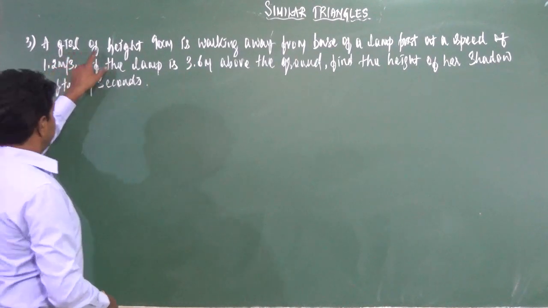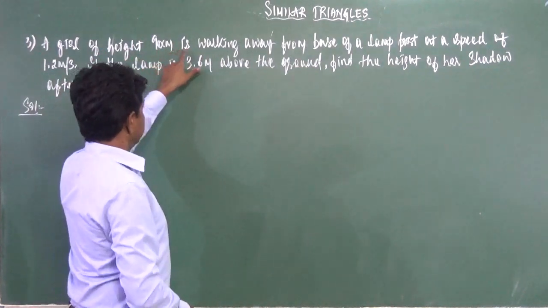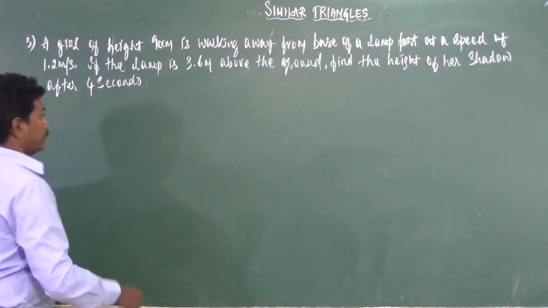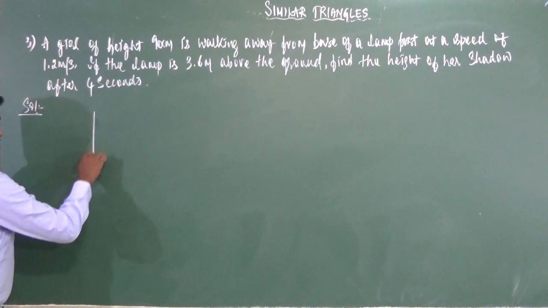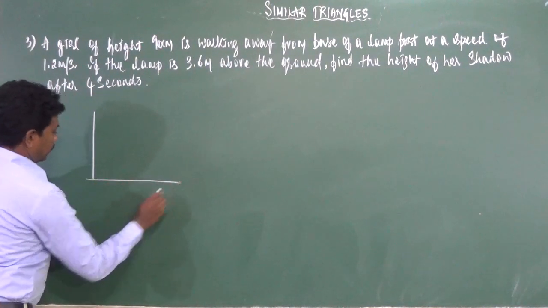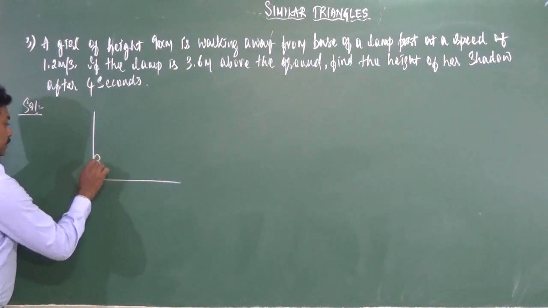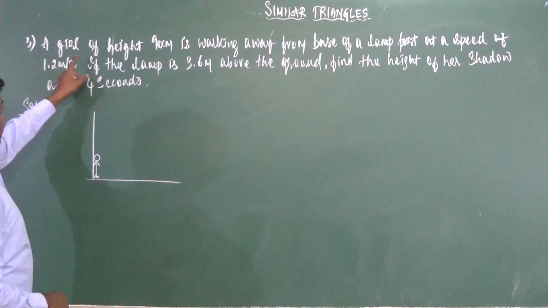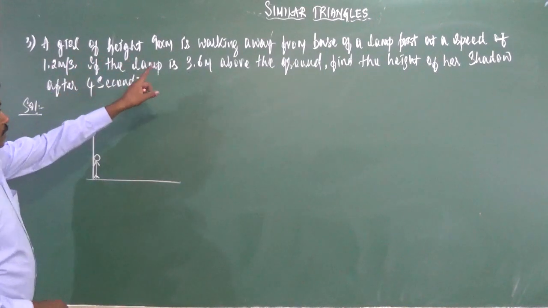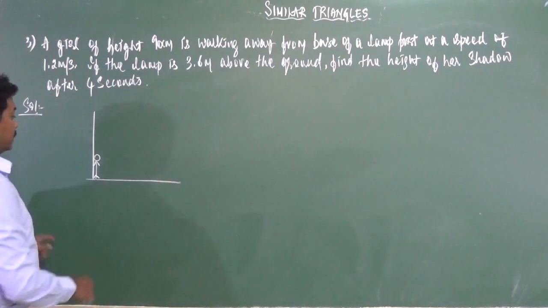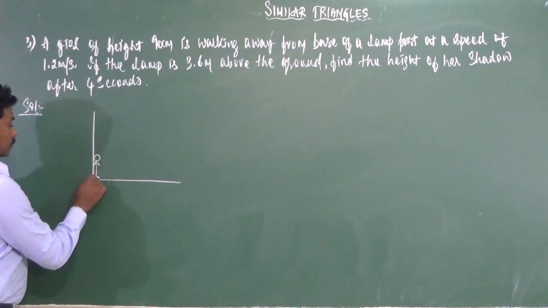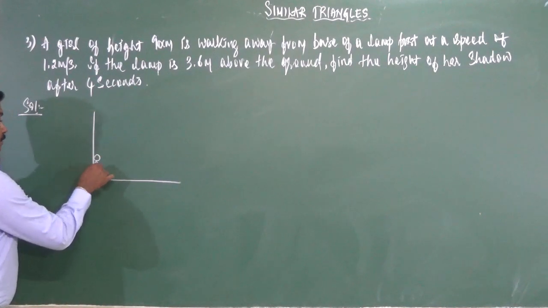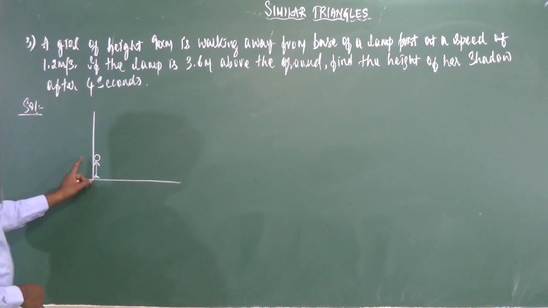So a girl of height 90 centimeters is walking away from the base of a lamppost. Let us do one thing. Let us take this as the lamppost. This is the ground level. The girl is here at this point. So this is the base of the lamppost. She is standing at the base of the lamppost, together with the lamppost now.